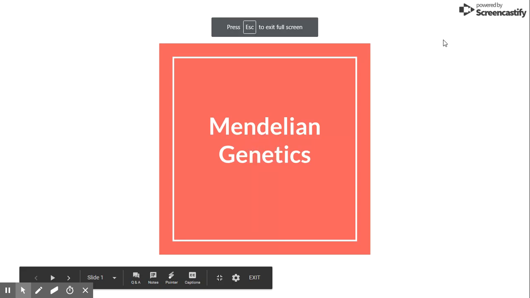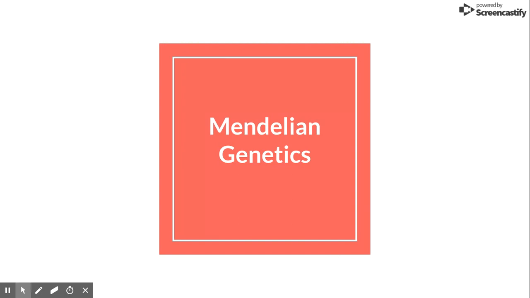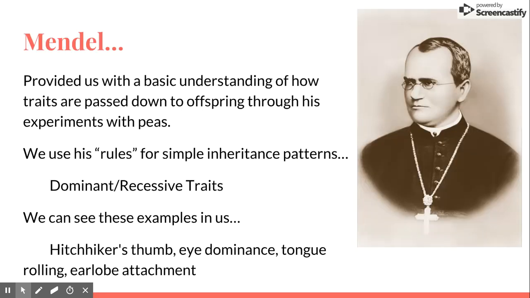So, our video today is about Mendelian genetics, which is the term we use for the basic or underlying principles of genetics. So, who was Mendel? Gregor Mendel was an Augustinian monk, that's a certain type of Catholic monk, who did a series of experiments using pea plants in order to try and figure out how traits are passed from parents to offspring.